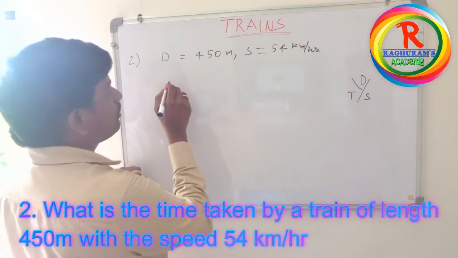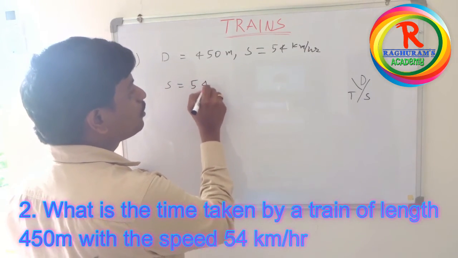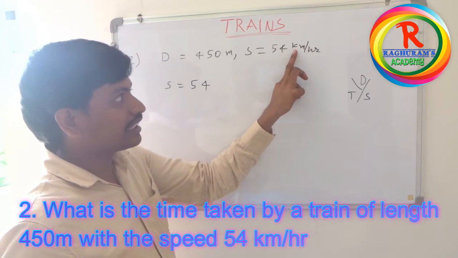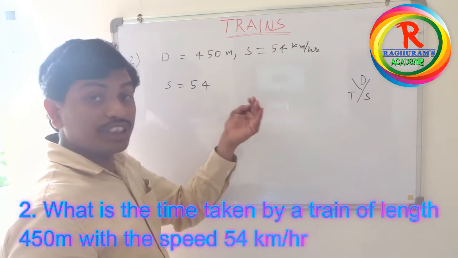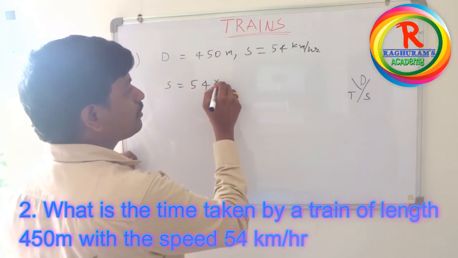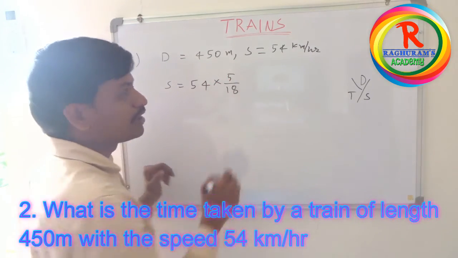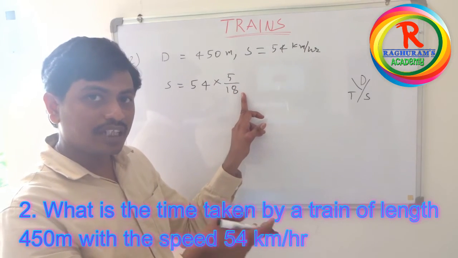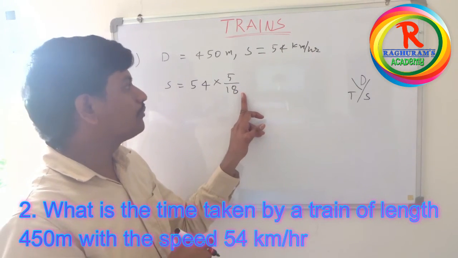So let us convert. Speed is equal to 54. Now what do we need to convert? Kilometer per hour to meters per second. That is, it is to be reduced. To reduce, what do we multiply? 5 by 18. Remember the conversion. Multiply by 5 by 18 or 18 by 5. I have explained this in a very easy form.